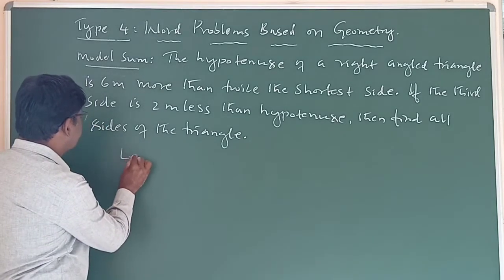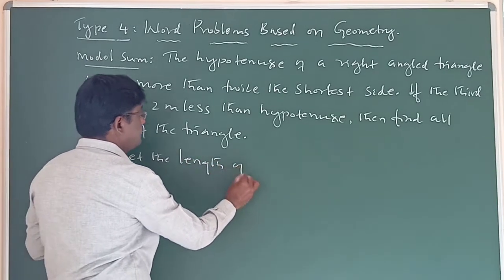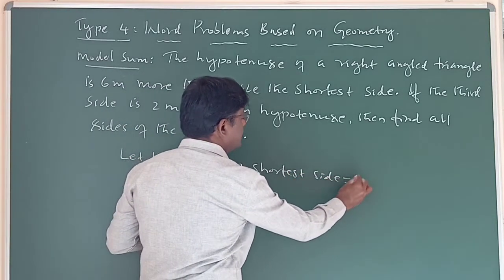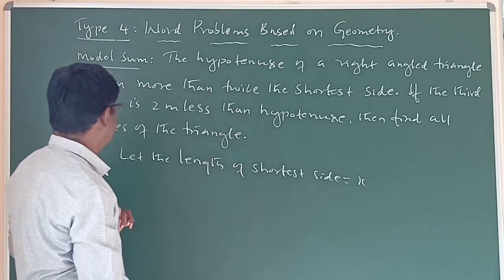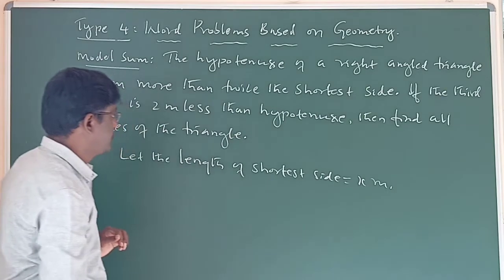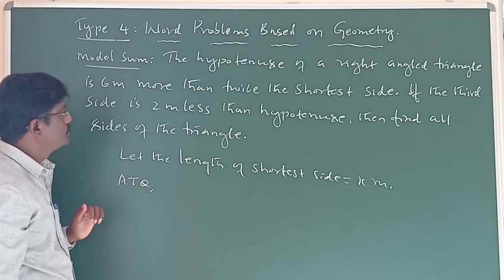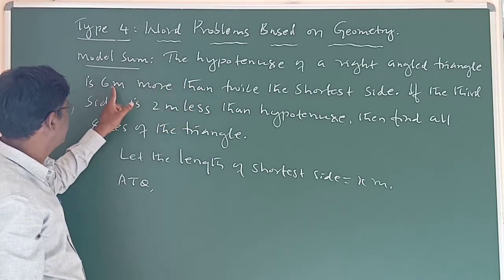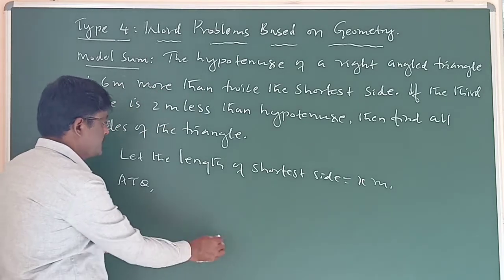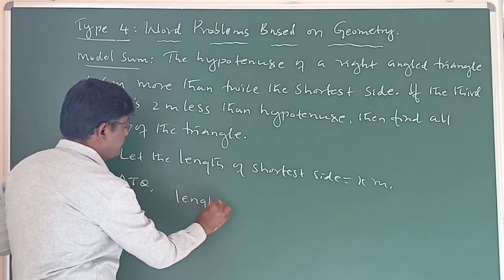Hence, let the length of shortest side equal to x. What should be the unit? Here if it is meter, you give meter only. Okay. Next. Therefore, according to the question, the hypotenuse of right angle triangle is 6 meter more than twice the shortest side. Hence, length of hypotenuse.